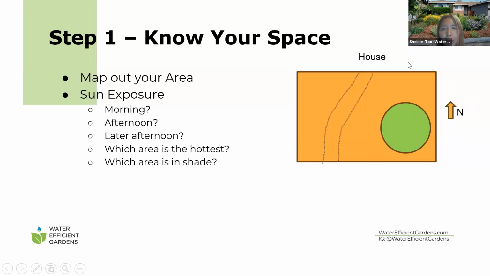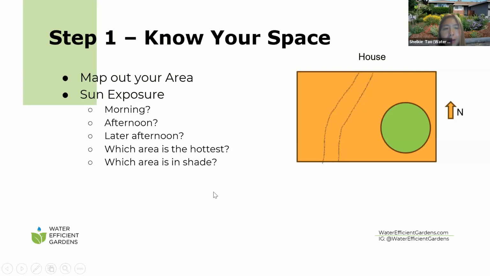Suppose the house is right here, and this is the front yard, this is the sidewalk, and this is the path from the sidewalk to the house. There's a tree here. This way is north, so this is south. So the first step, you just draw something like this to know what the area to design is.